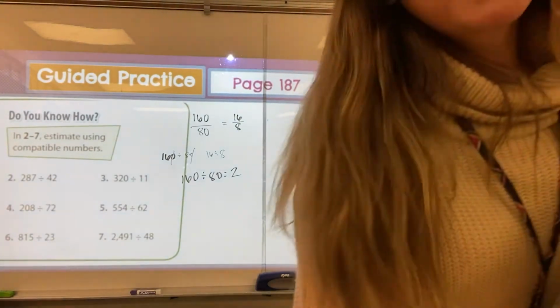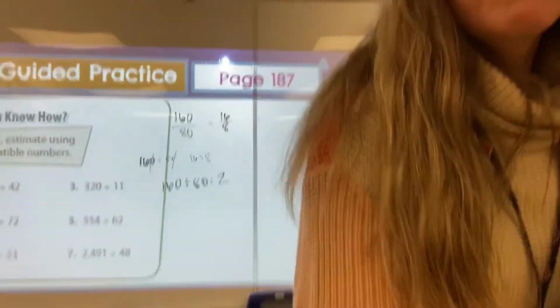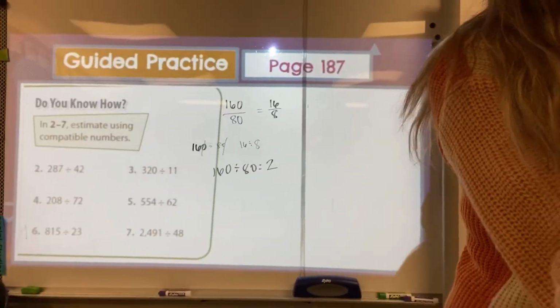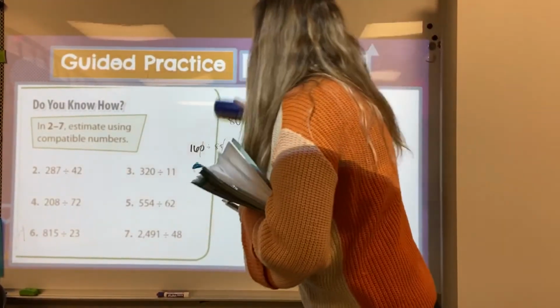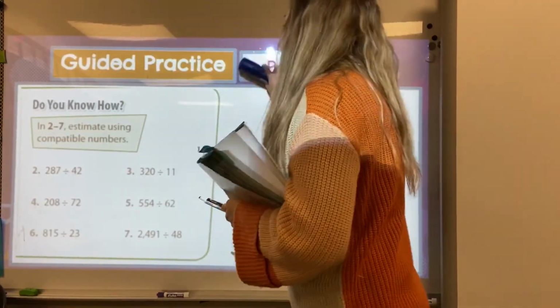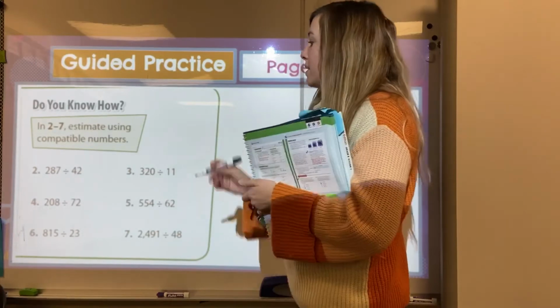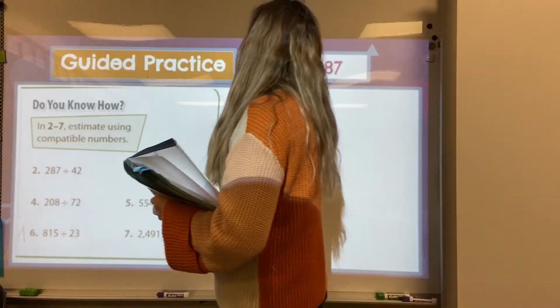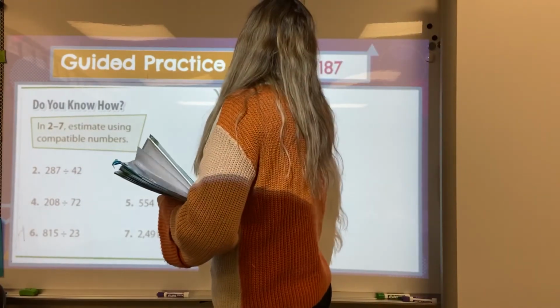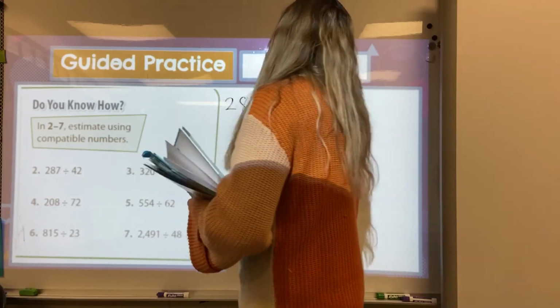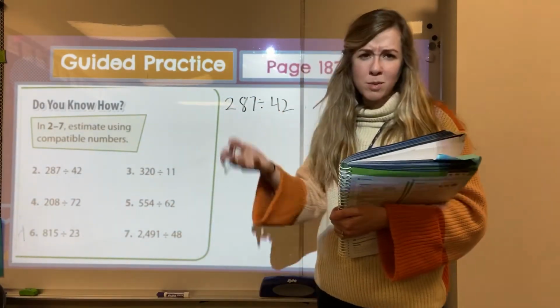Okay, we've got some problems to estimate. I'm going to zoom you in a little bit on the desk. Number 2 says 287 divided by 42. What I want to do is kind of like the Miss Collins trick. I don't know that everybody does this, but it works well for me.